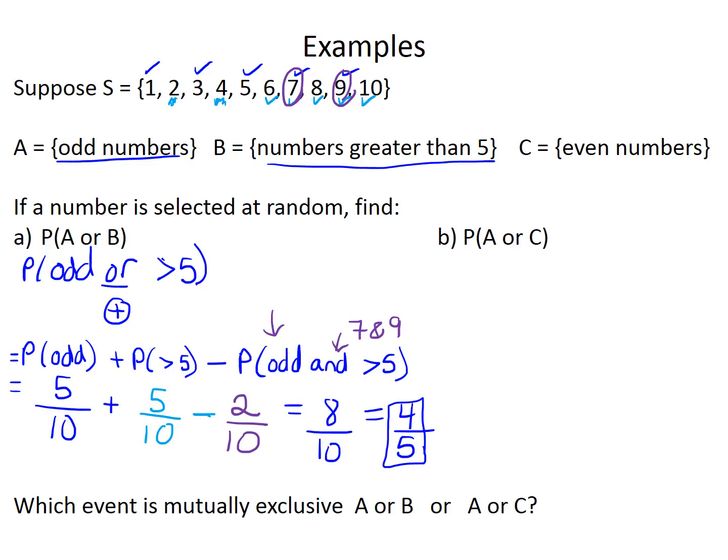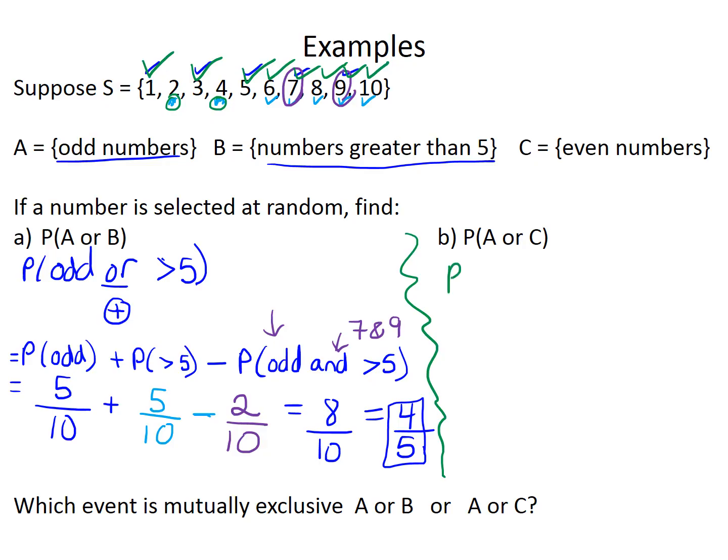Which you could also do by counting. Odd or greater than 5, you would count out the odds. And then you would count out those greater than 5. And that would be everything except for 2 and 4. So you know you have 8 of the 10 numbers as well. So you don't have to use that rule in a sense.